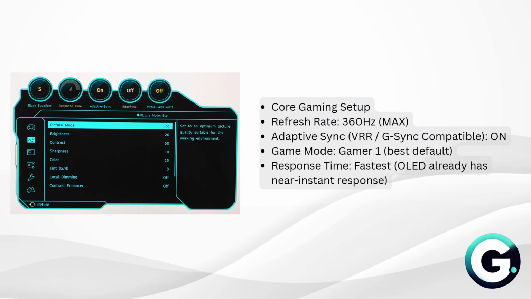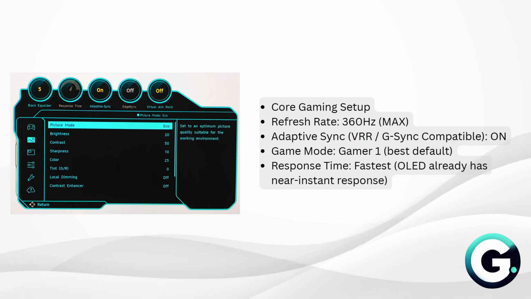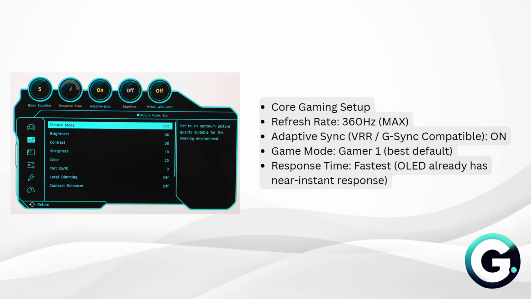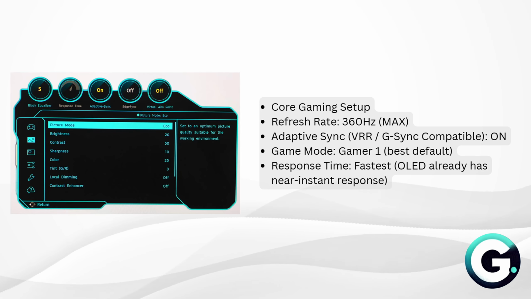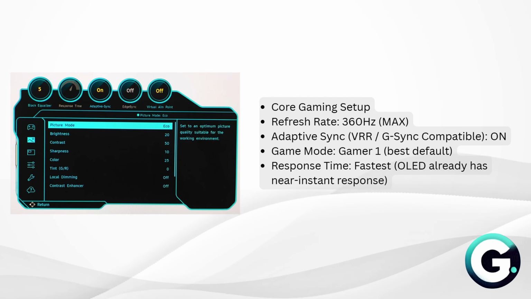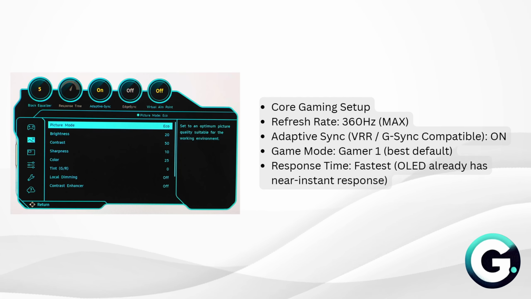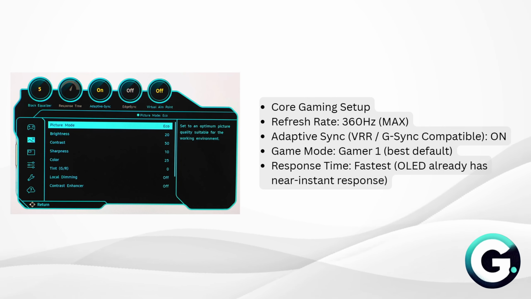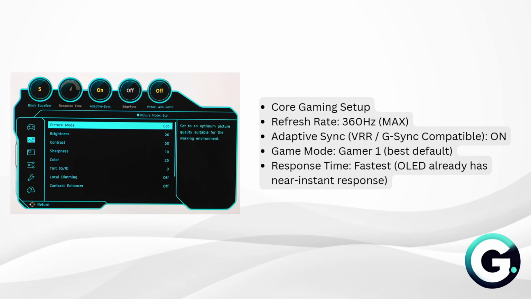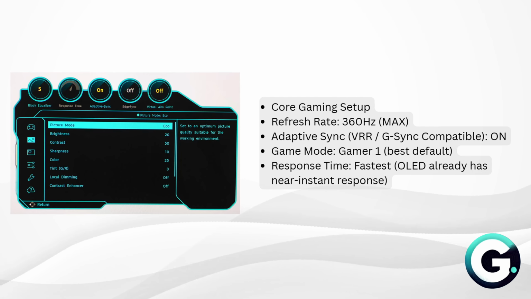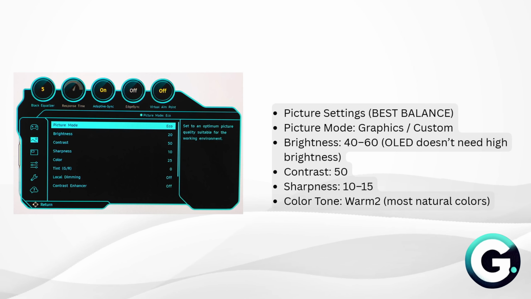Now, of course, the core gaming setup is going to be the max refresh rate, which is going to be 360 Hz. For G-Sync or the adaptive sync, turn this on. For game mode, you want to set this to gamer 1, and the response time is going to be at fastest. OLED already has near instant response.